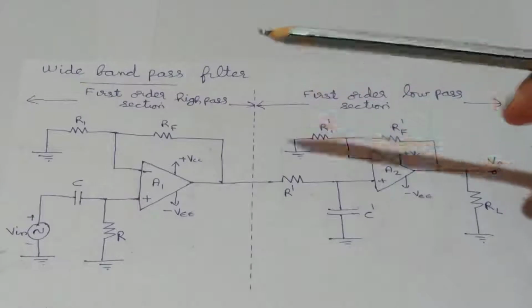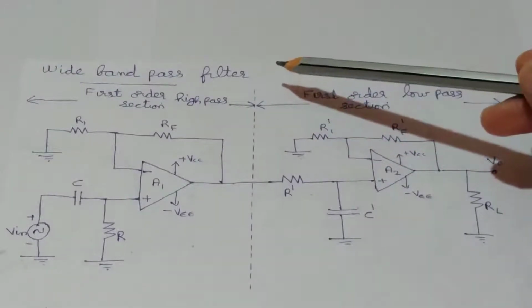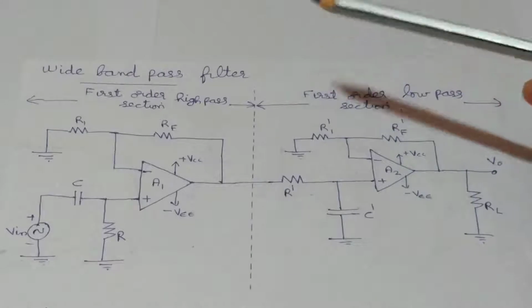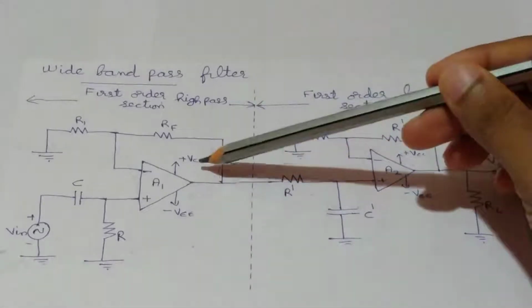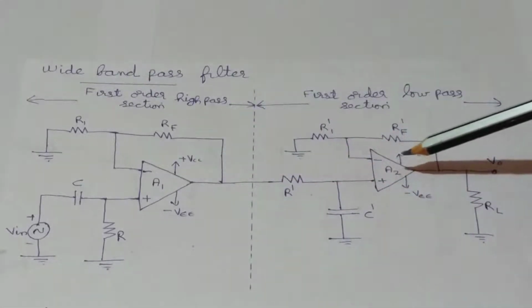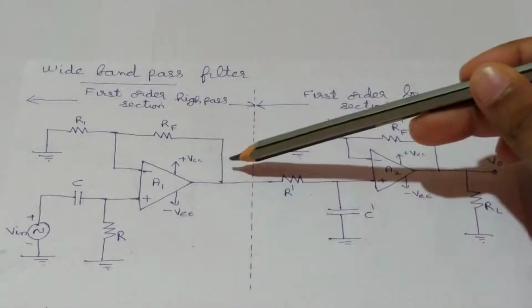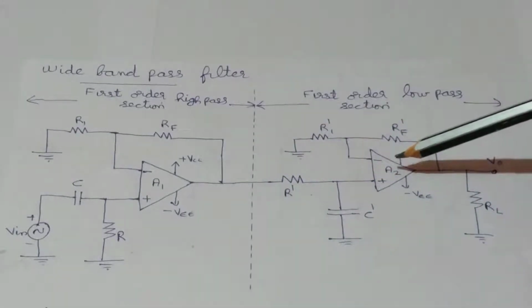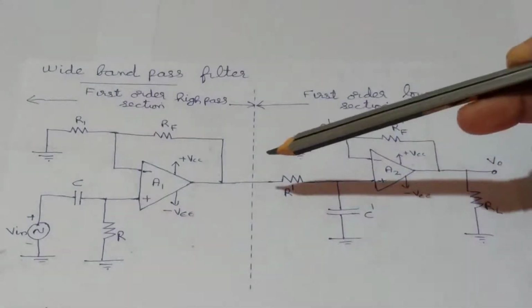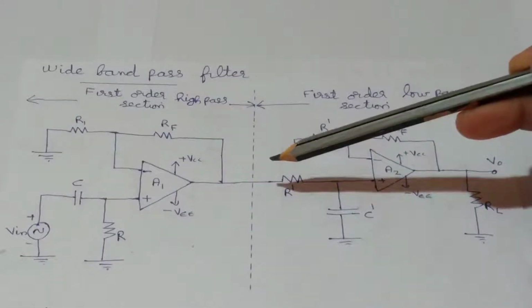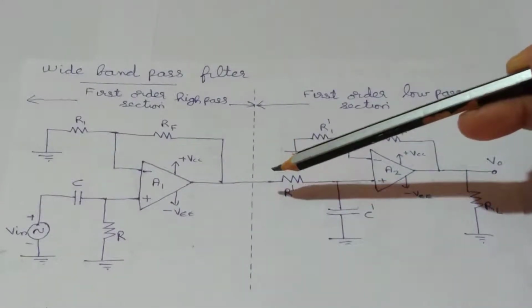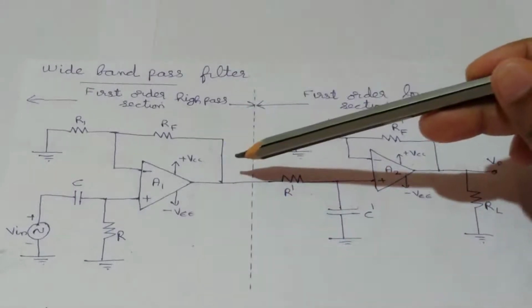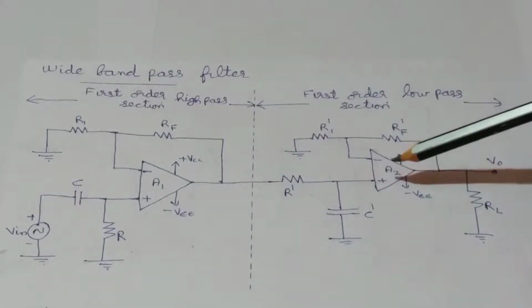So first consider the case of a wide band pass filter. A wide band pass filter can be formed simply by cascading a high pass filter and a low pass filter. Then to obtain a plus or minus 20 dB per decade wide band pass filter, we need to cascade a first order high pass filter and a first order low pass filter. And to obtain a plus or minus 40 dB per decade wide band pass filter, we need to cascade a second order high pass filter and a second order low pass filter.